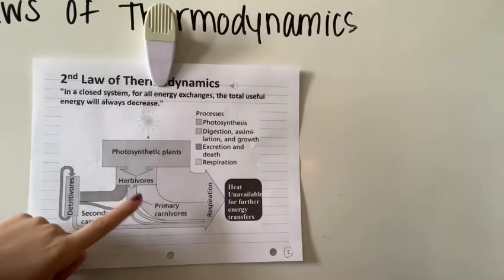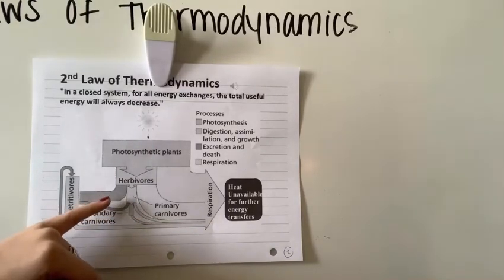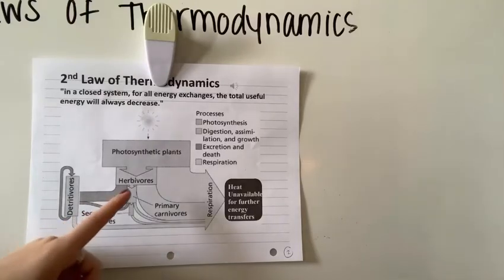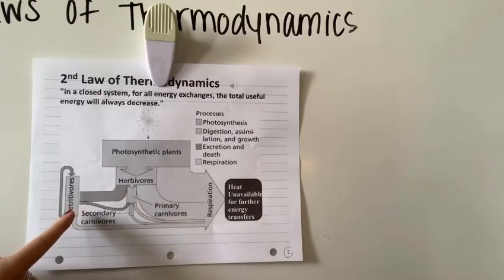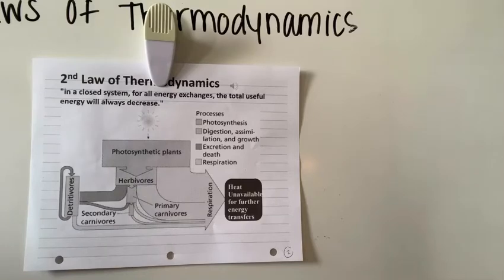So from there, it can go one of 3 ways. It can either go to detritivores, which are pretty much animals that are feeding on decaying matter.